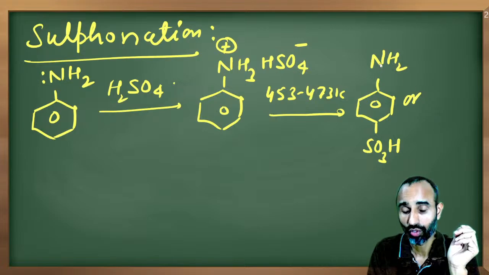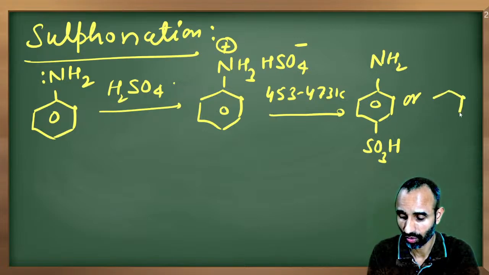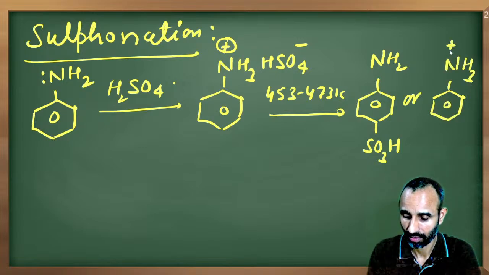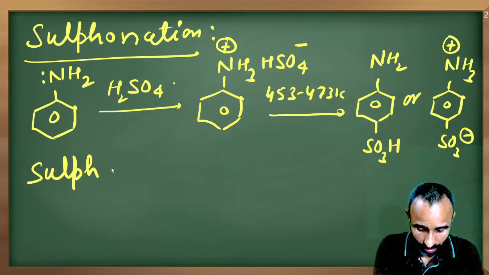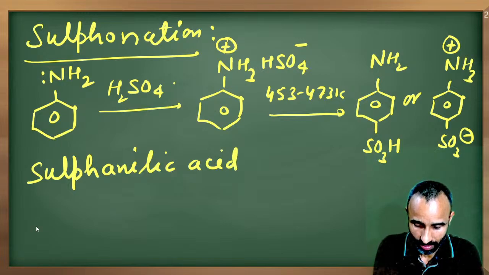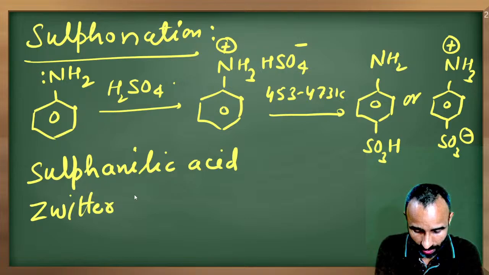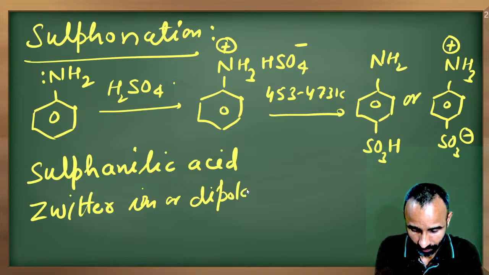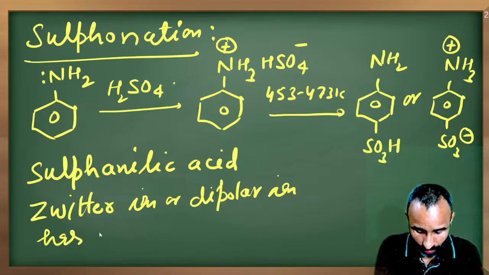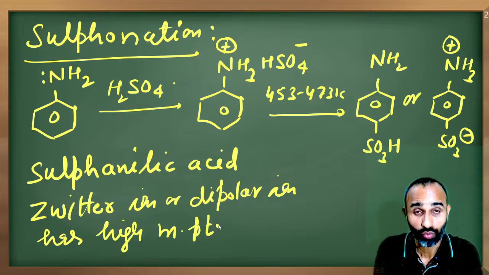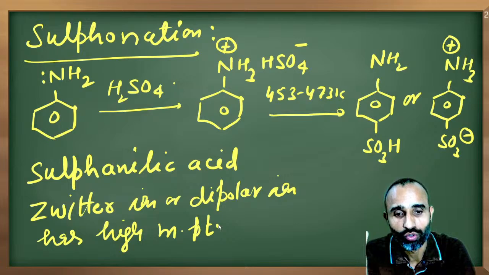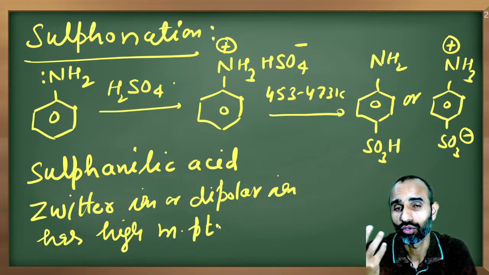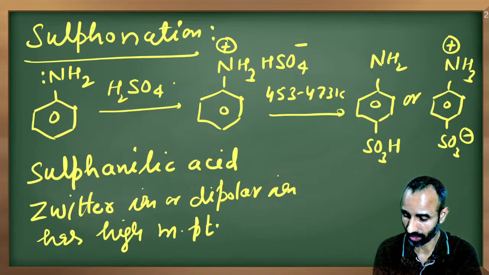sulfanilic acid. So you know, NH2 and SO3H are acid base groups, and we get a zwitter ion structure. This is sulfanilic acid. We get a zwitter ion, or we can say dipolar ion. Yes, that's why it has a high melting point. So a question may be asked, during sulfonation of aniline, we get sulfanilic acid which has a very high melting point. Why is it so? It is due to the formation of a zwitterion or dipolar ion. That's why it has ionic bonding, and you know ionic bonds are strong. That's why its melting point is high.